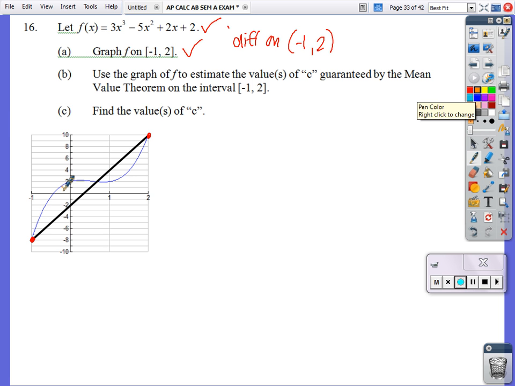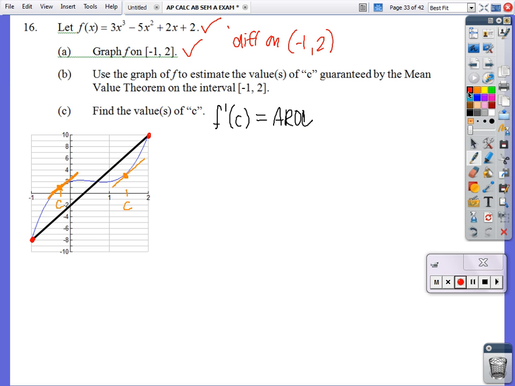So the secant line is that black line. My tangents look like that would be about where, and maybe somewhere around here. So I don't know exactly where they are, but I can estimate that those would be my approximate c values, and yes, there are 2 of them. And then in letter c, it asks me to actually find the value of c. So to start off, to find the value of c, really what you're doing is you're taking the derivative and setting it equal to the average rate of change.